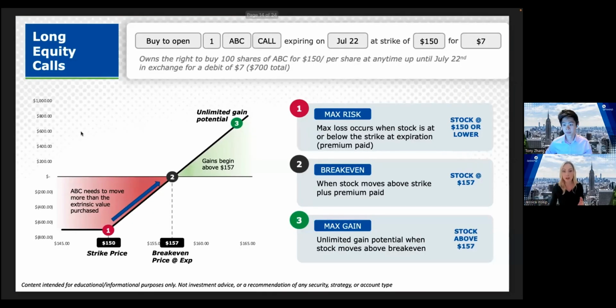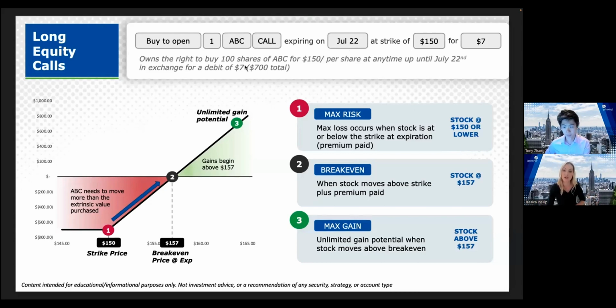So I'm going to start with a long equity call, and this time I'm showing it to you a little bit differently with an example. In this example, and I apologize, I'm screen over just a little bit, a buy to open 1 ABC call expiring July 22nd. Let's assume that's 30 days from now, at a strike price of $150 for $7.